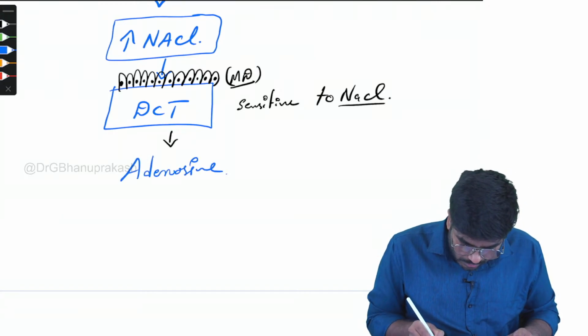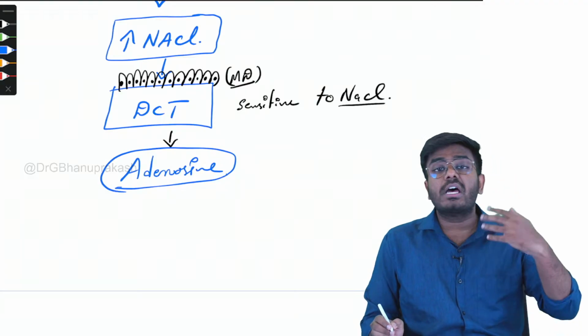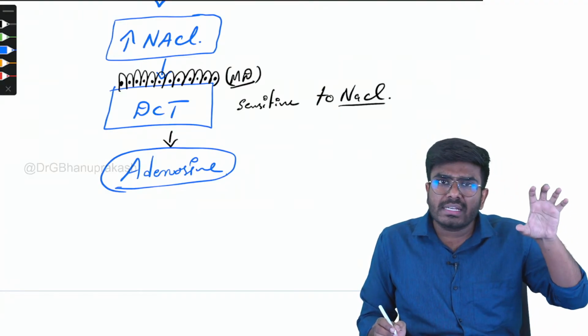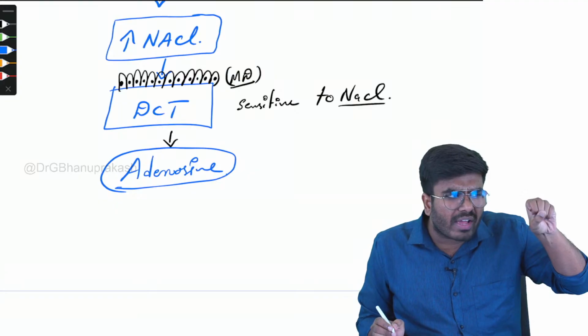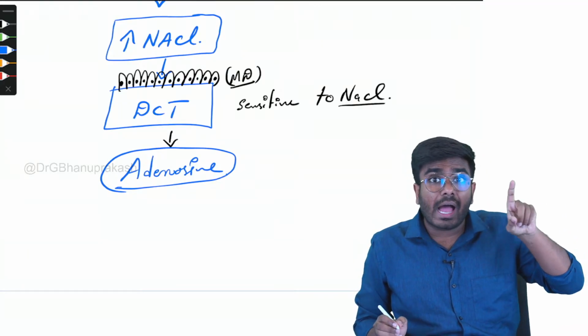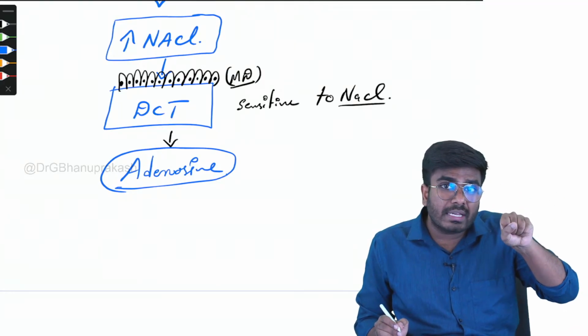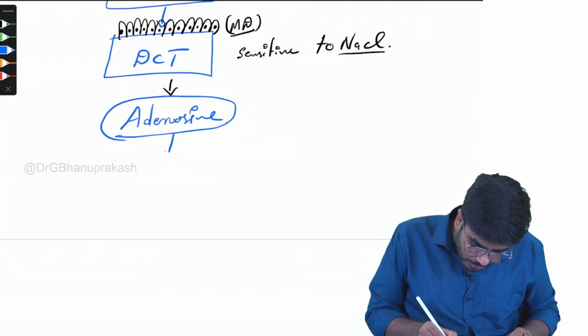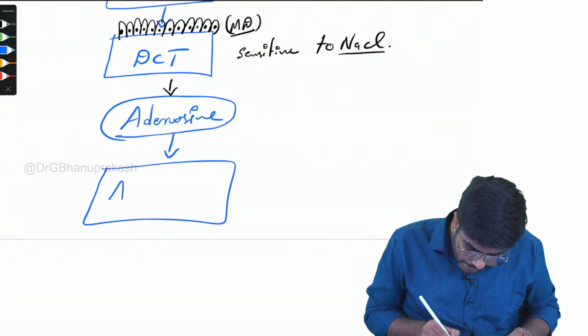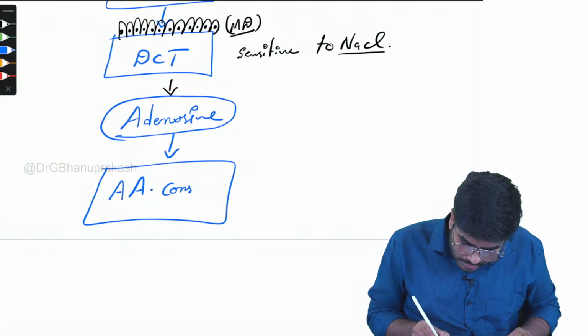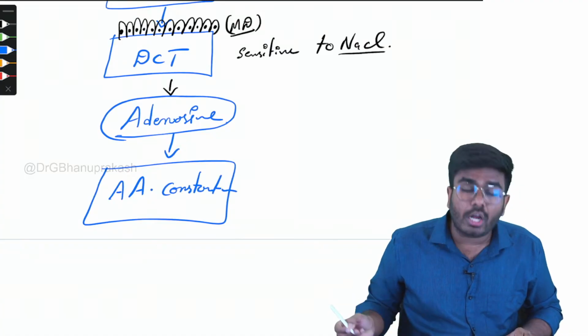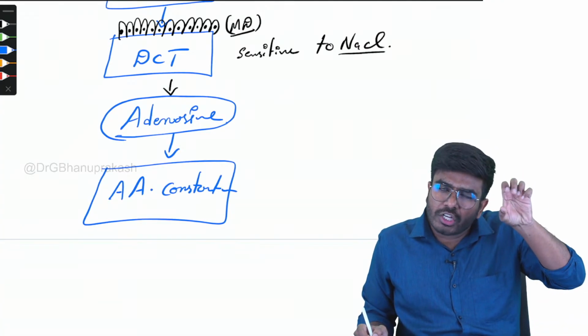Okay, it's producing adenosine. Now just answer, what will adenosine do? Is adenosine an afferent arteriolar vasoconstrictor or vasodilator? I have already taught you, adenosine will cause afferent arteriolar constriction. So the afferent arteriole is constricted.